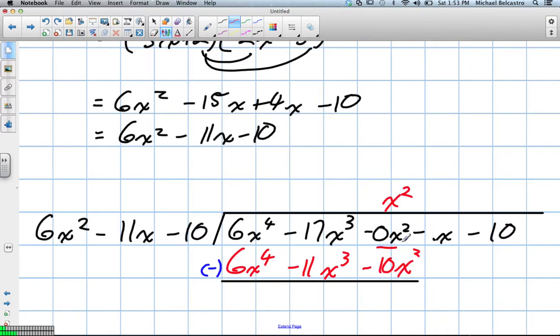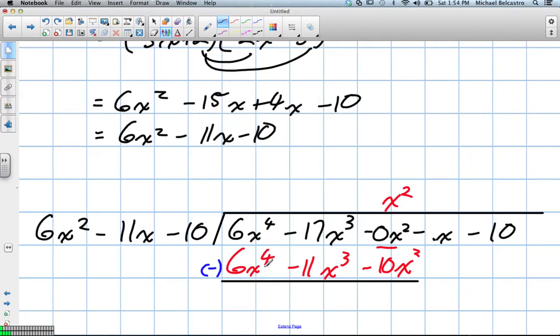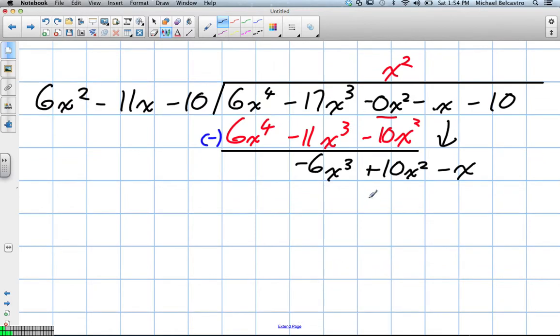And the only way we can subtract is if our actual variables are the same power. So that's how we know if we've made an error, if our variables are not to the same power. So when we go to subtract, this will cancel out. This will become negative 6x cubed. This will become positive 10x squared. And then we bring down the x. So subtract x. Same idea.